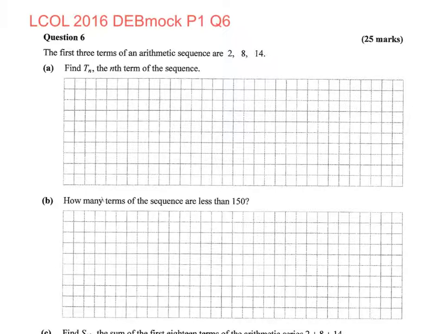So it's worth appreciating that the next term is going to be 20, and after that it's going to be 26, and then 32, and so on. Now they ask us straight away for the nth term of the sequence. There are a variety of different ways of doing this.